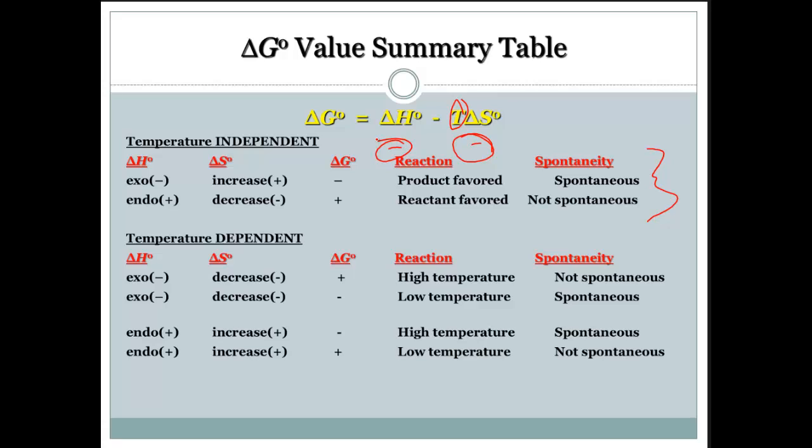and delta G will be negative. If it's endothermic, meaning delta H is positive, and there's an increase in entropy, delta S is positive. At a high temperature, the delta S portion is going to take over, and it's going to be spontaneous, and delta G will end up being negative. At a lower temperature, it's not spontaneous because the delta H overpowers it, and it'll be a positive delta G.